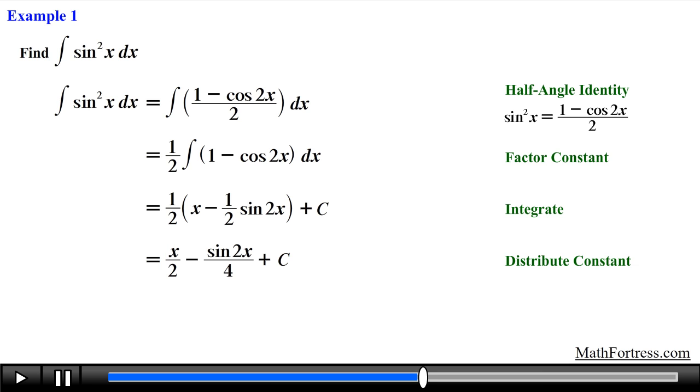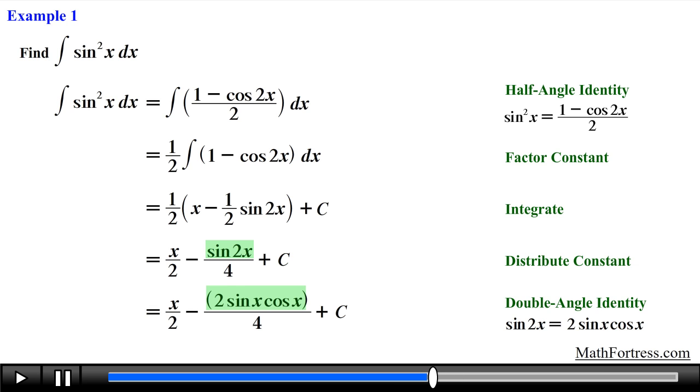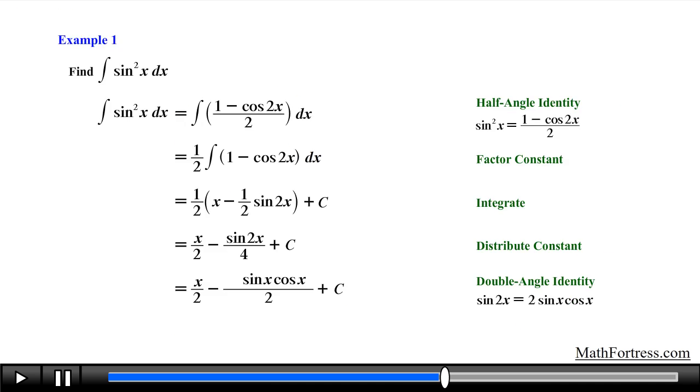Alternatively, we can also make use of the double angle identity, sine of 2x equals 2 times sine of x times cosine of x, to rewrite the sine of 2x expression in terms of sine and cosine. Doing that, we obtain an alternative answer equal to x over 2 minus sine of x times cosine of x over 2 plus c. Alright, let's practice some more and try the second example.